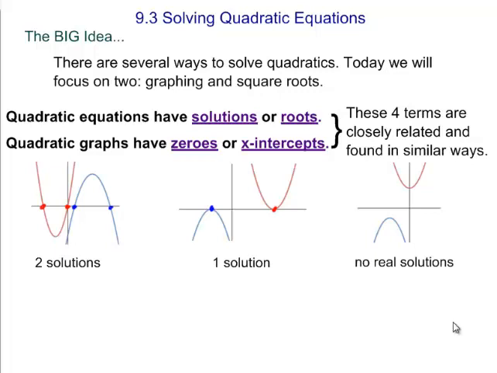If you remember, we talked a little bit about quadratic equations having solutions or roots. A solution is where we cross the x-axis, or the x-intercepts. We're always solving for x. I show you here two solutions, what they look like. Here's one solution, we did one of those in class, and here is no solutions, or no real solutions, as we will correctly call them further on down the road. They are related closely and found in similar ways, and we are going to do that today.